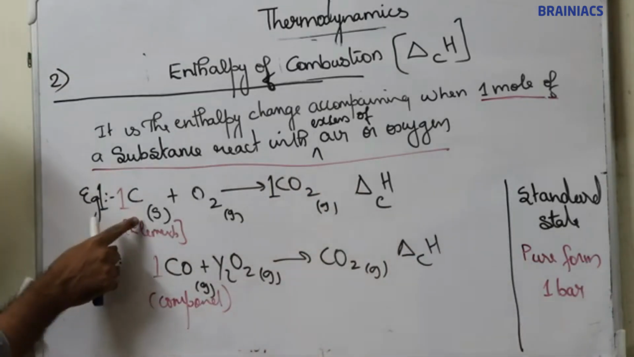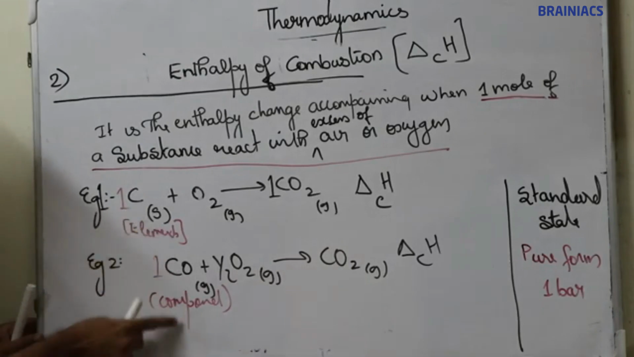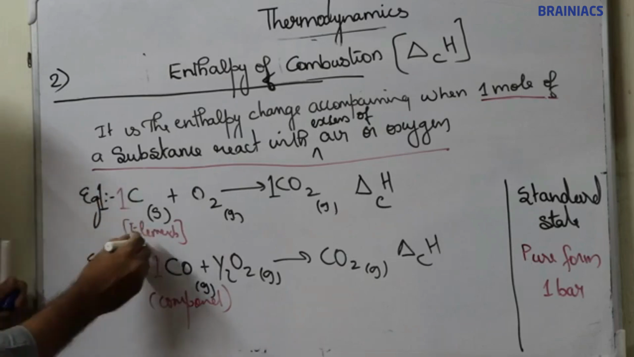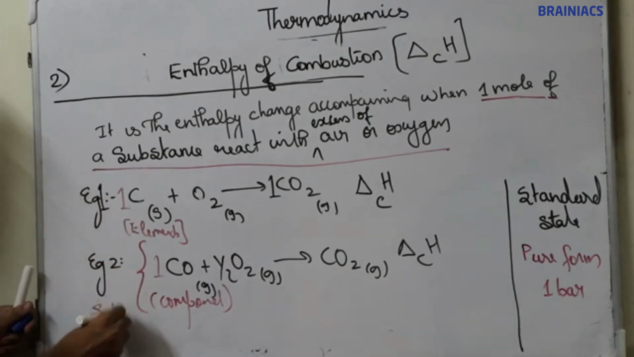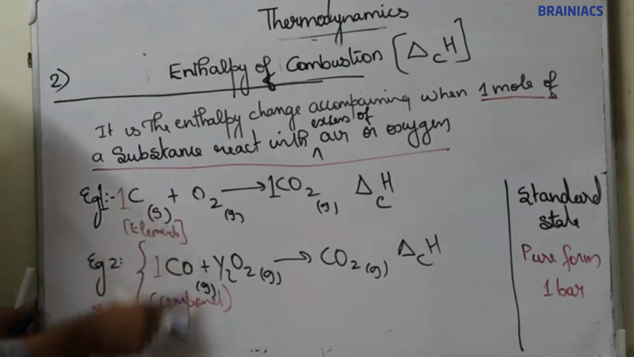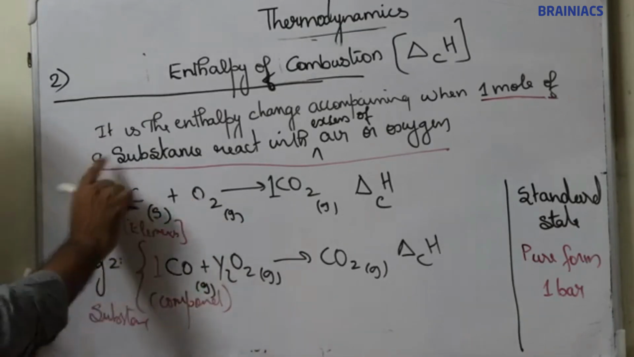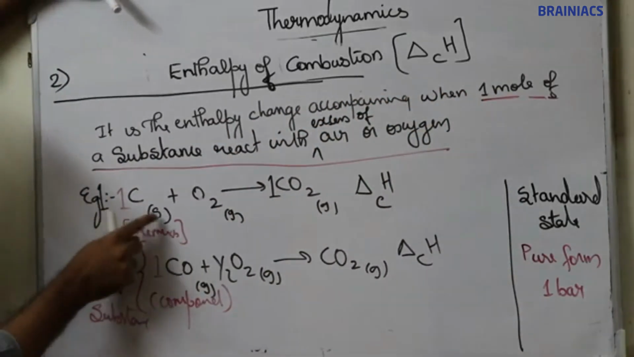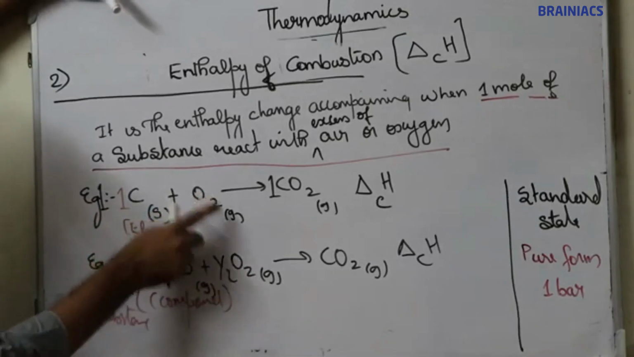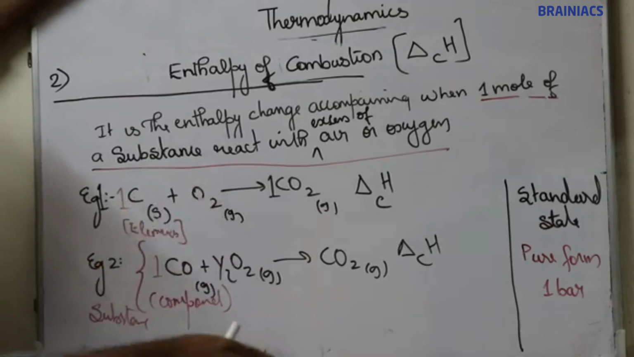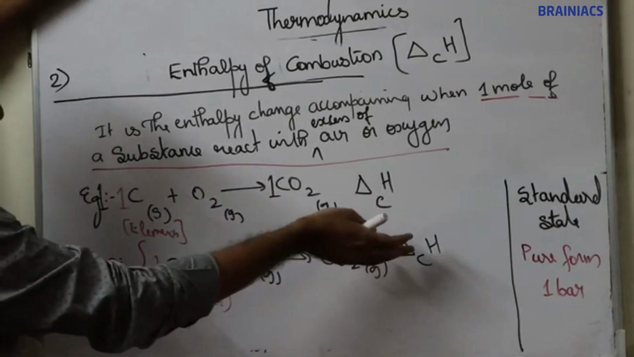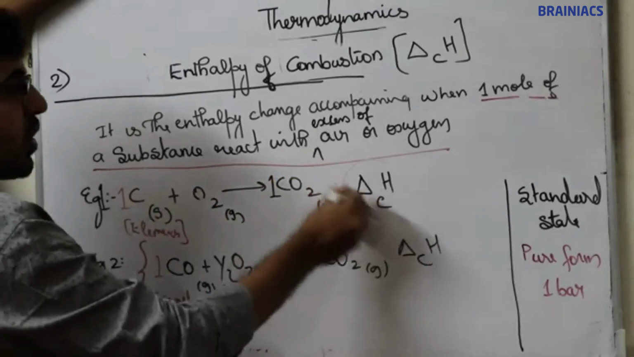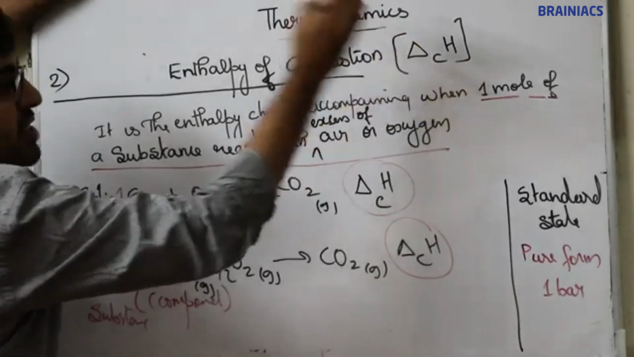Okay, so we can use element as well as compound, but the important condition is if we are using elements or compound, the number of moles should be 1. Generally elements and compounds are known as substance. So it is the enthalpy change accompanying when 1 mole of substance, it can be element or compound, reacts with excess of oxygen. Amount of oxygen is not important here, to produce corresponding product. This reaction is known as combustion reaction, and enthalpy change is known as enthalpy of combustion, represented by delta Hc.